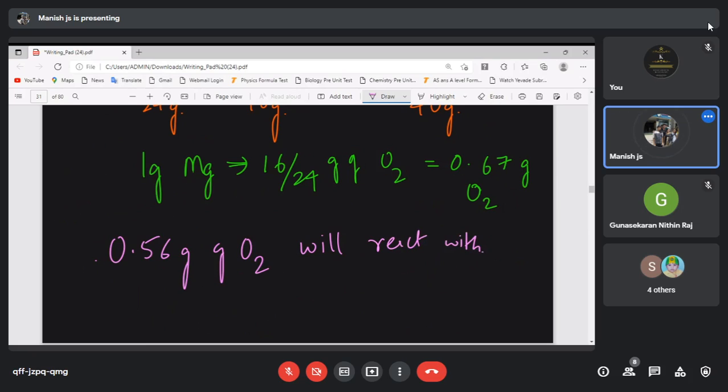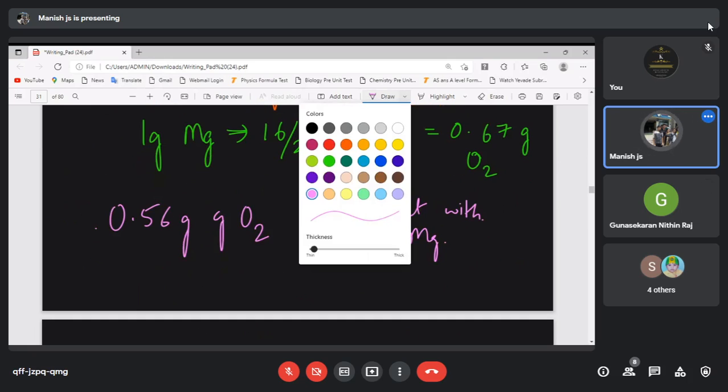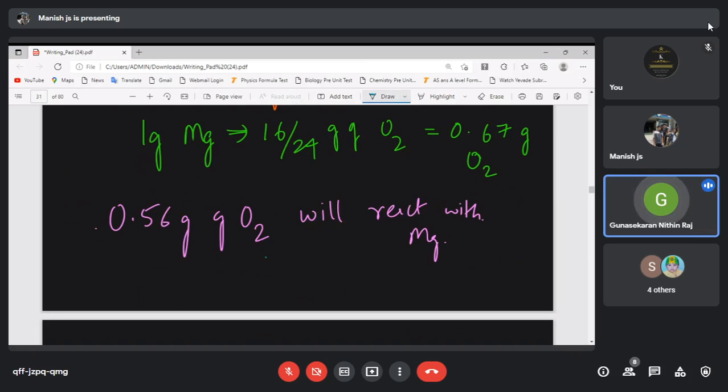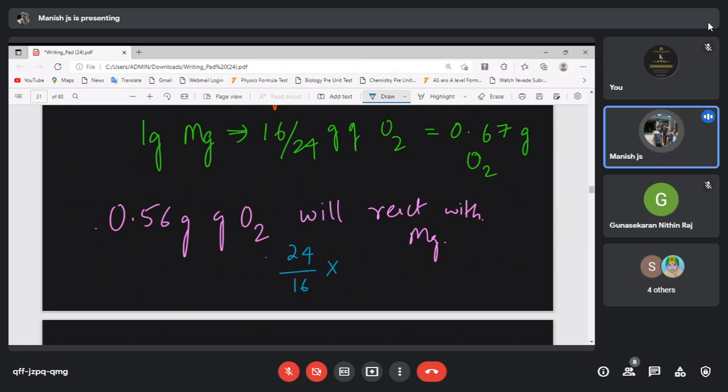How much Mg will it react with? Use ratio and proportion. If you just multiply, 0.56 by 16, this much only will react. So it is 24 by 16 into 0.56. You have to find out this corresponding value. So simplify this. How much are you getting after you simplify?